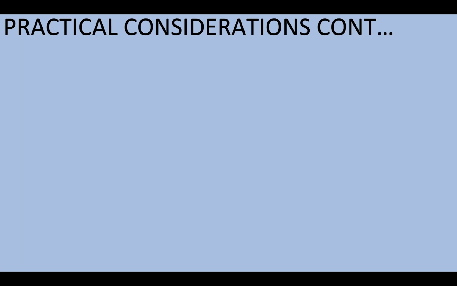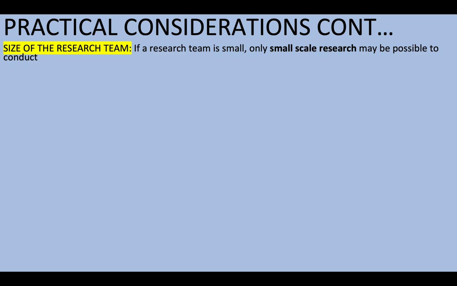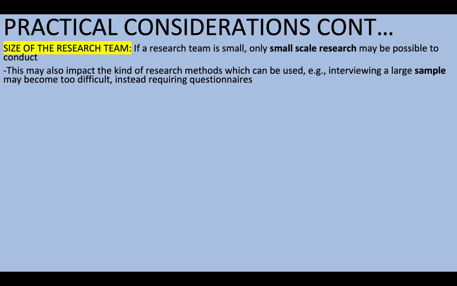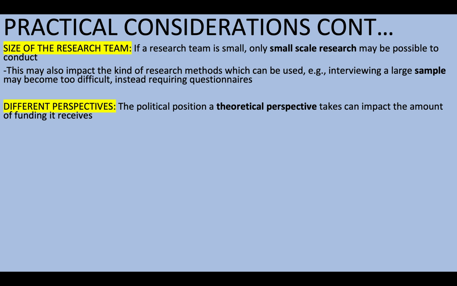Okay, so let's move on. Right, the size of the research team. If you have a very small research team, it's going to be more likely that you will only be able to conduct small scale research. So a person of one isn't going to be able to do interviews with 5,000 people. So you have to consider those factors as well. If you are a small research team, you might have to use questionnaires instead of interviewing a large sample. Now, different perspectives.